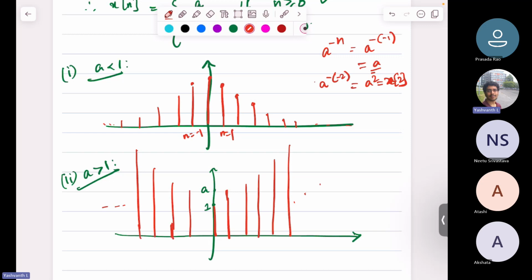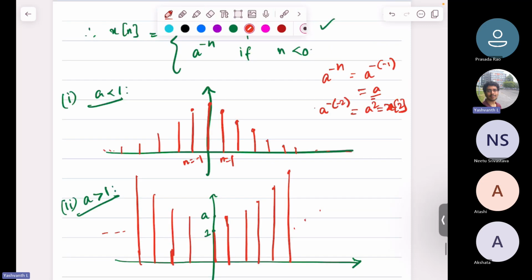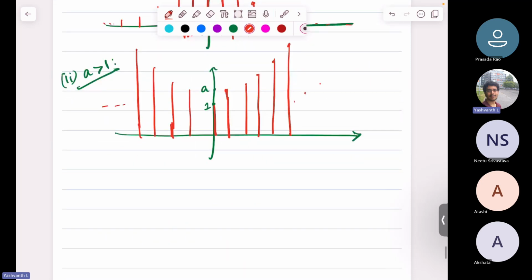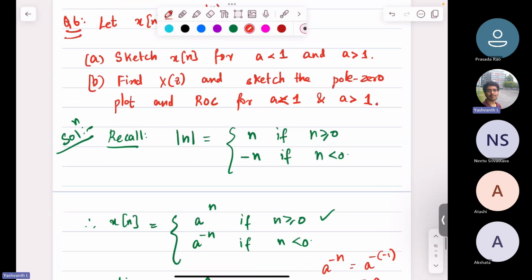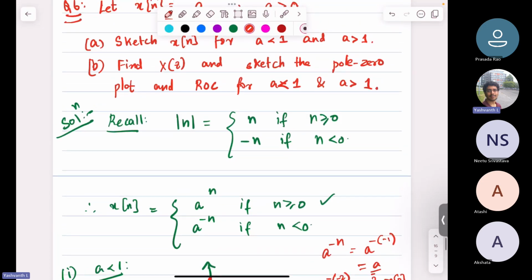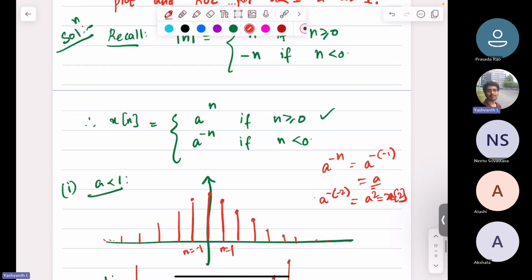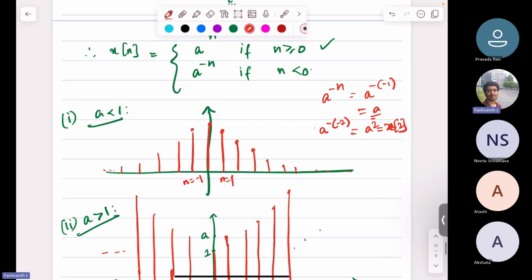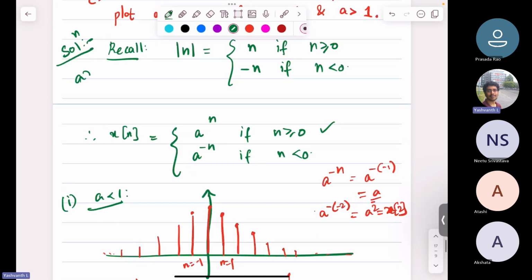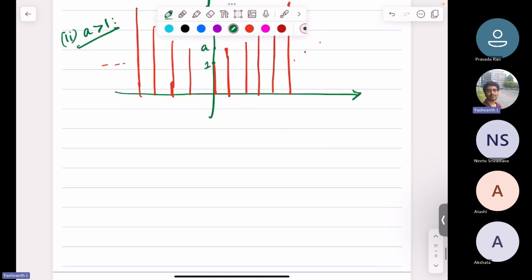Okay, is this clear? I hope it's clear. So this is just sketching of signals for a less than 1 and a greater than 1. Now let's solve the second part of the question, which is basically to find the Z transform and sketch the pole zero plot along with the ROC for both values of a. This was our first part, the B part.